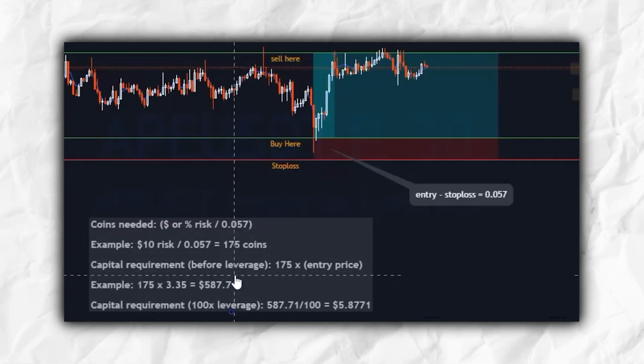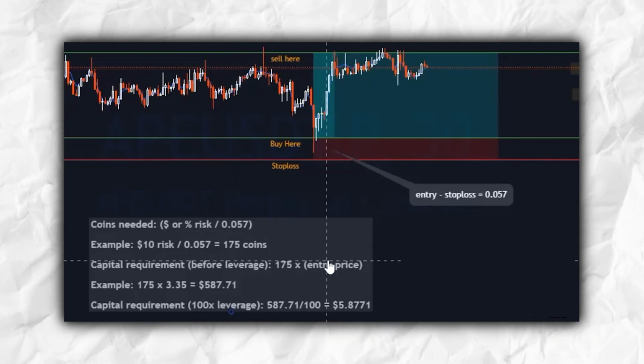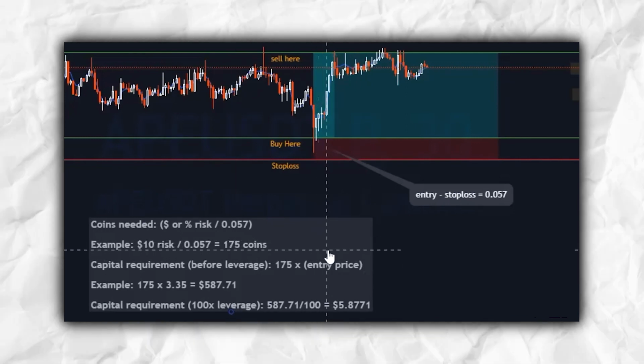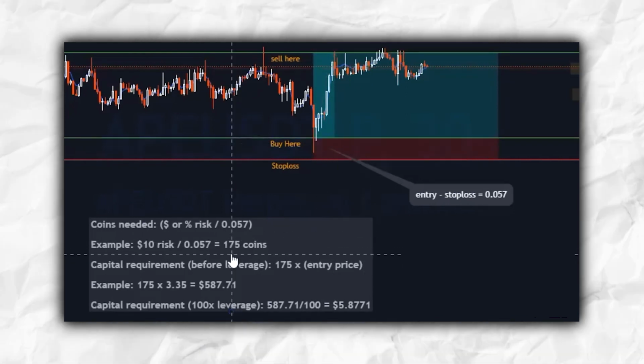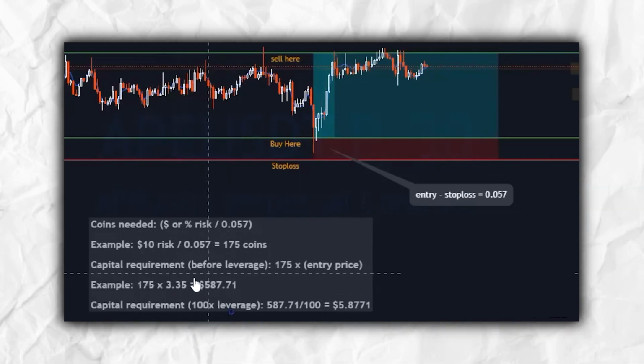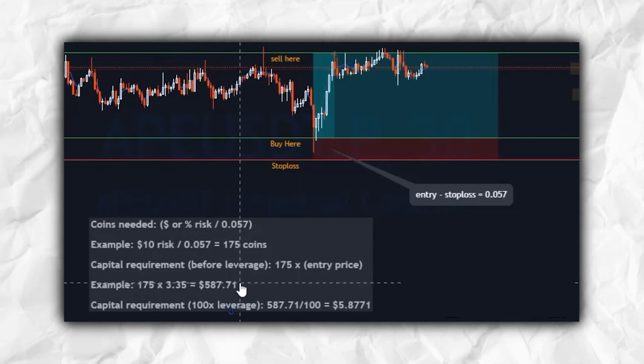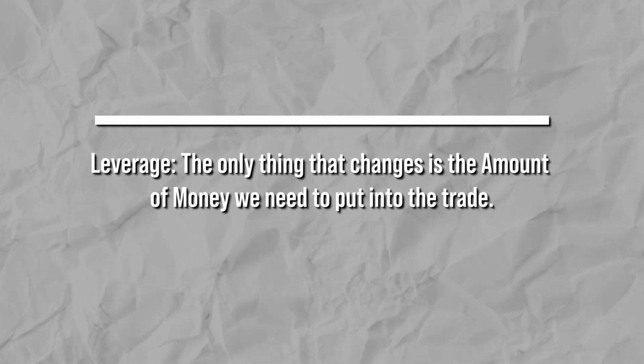To determine the capital requirement, or the amount of money needed for the trade, we multiply the number of coins by the entry price. For example, if we want to buy 175 coins at a price of 3.35, we need $587 for this trade. However, we still need to figure out how to enter this position. When we utilize leverage, the only thing that changes is the amount of money we need to put into the trade. For example, if we have a $100 account and use 100x leverage, we now have $10,000 to use.